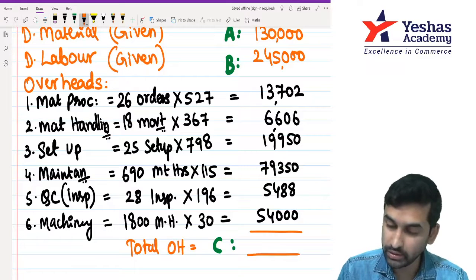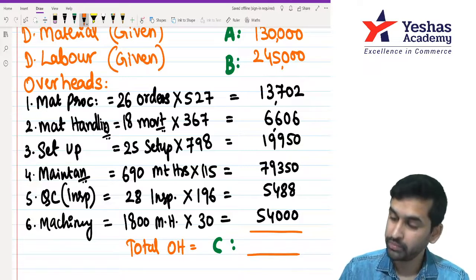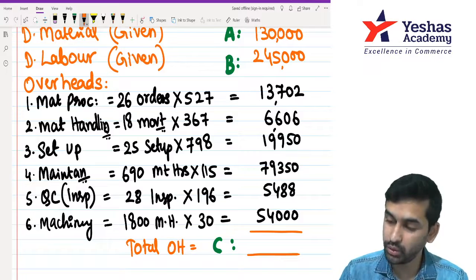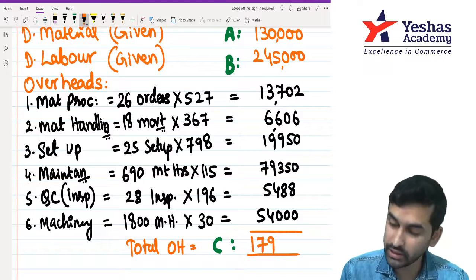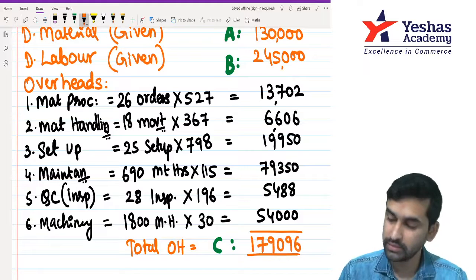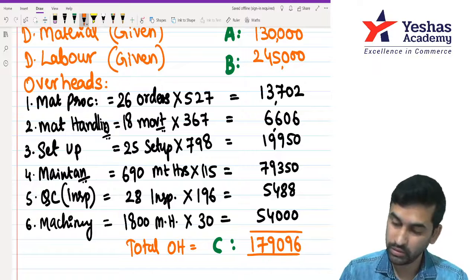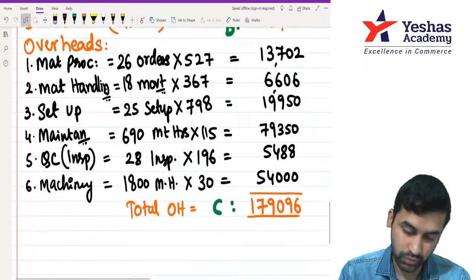Let me also do it. 13702 plus 6606, 19950, 79350, 5488, 54,000. 179096. Recheck once. 19950. Correct. This is correct.